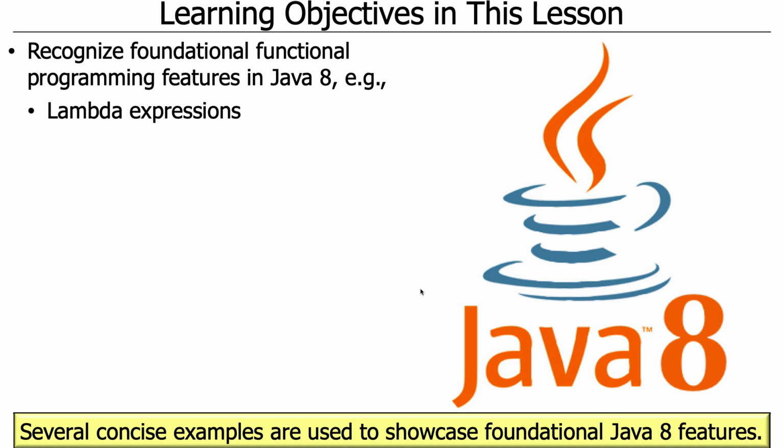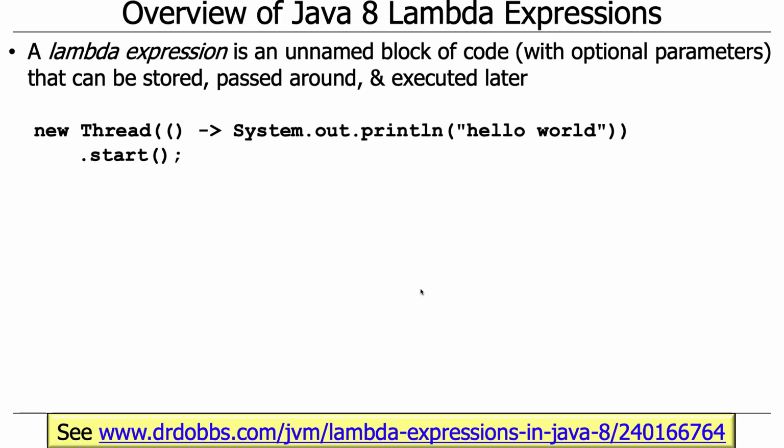And so we'll start off by talking about Lambda expressions, and I'll give you a bunch of examples to illustrate how Lambda expressions work. So what is a Lambda expression? A Lambda expression is an unnamed block of code that optionally could take parameters, depending on the signature involved. You can take this unnamed block of code and store it in a variable, for example, or a field. You can pass it around to a parameter, and you can execute it later in time. Those are the three key things you can do with a Lambda expression.